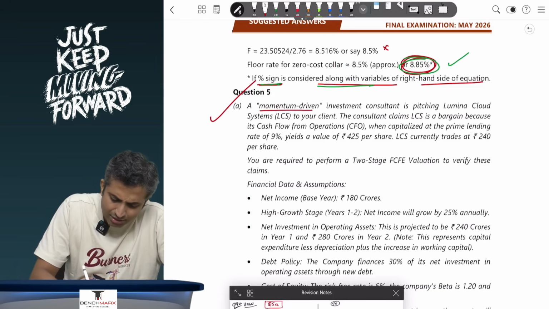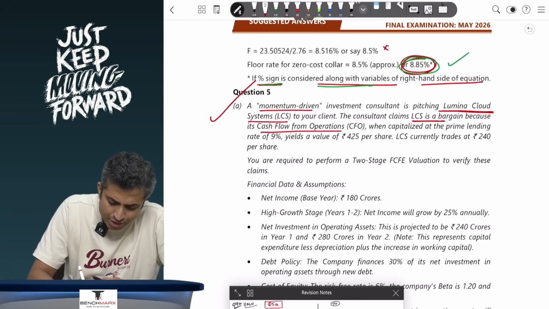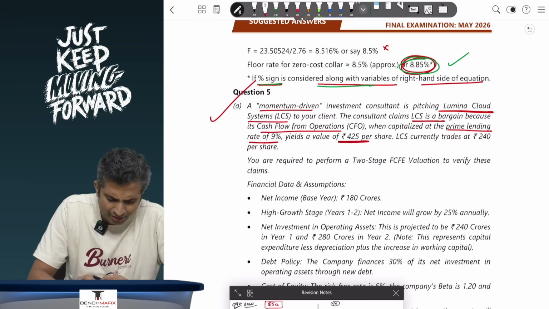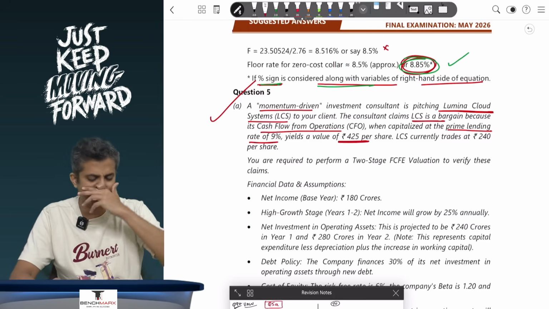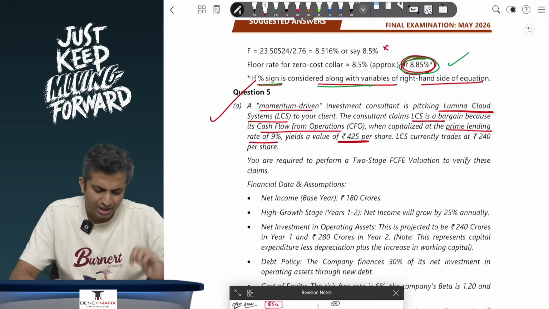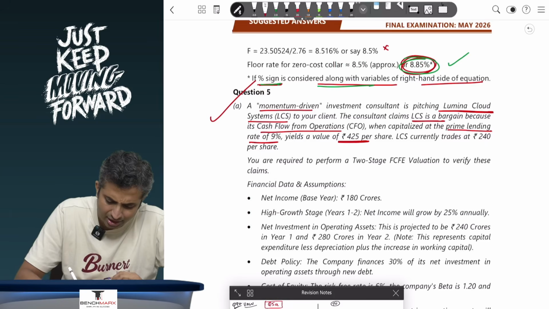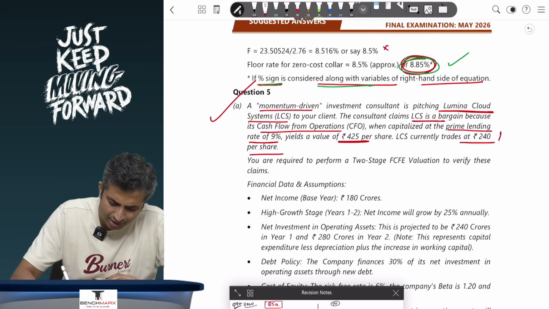A momentum driven investment consultant is pitching Lumina Cloud Systems to your client. The consultant claims that this is a bargain because the cash flow from operations, when capitalized at the prime lending rate of 9%, yields a value of 425. So he's using a method to value the share as cash flow from operations divided by, let's say, a prime lending rate. LCS is currently trading at around 240 per share. So this is your market price.